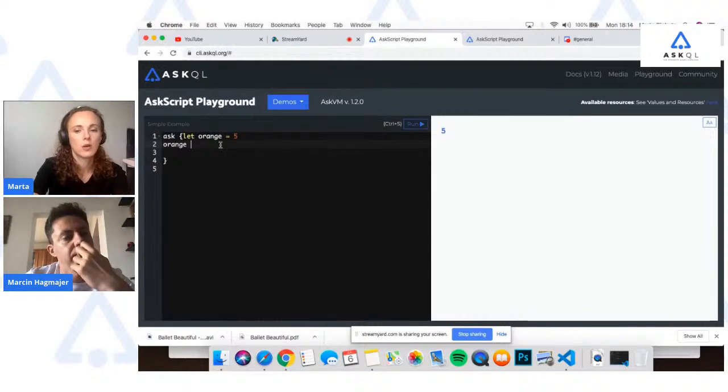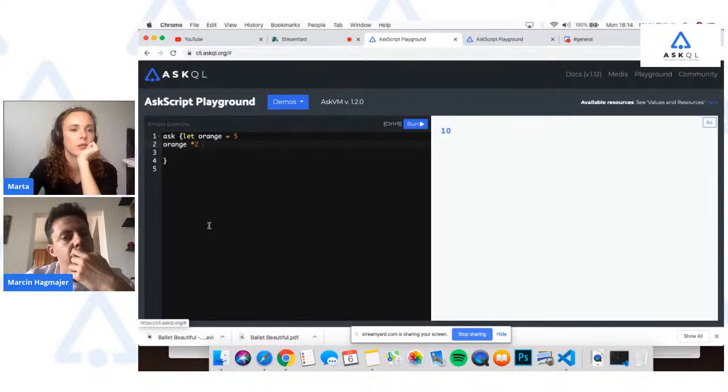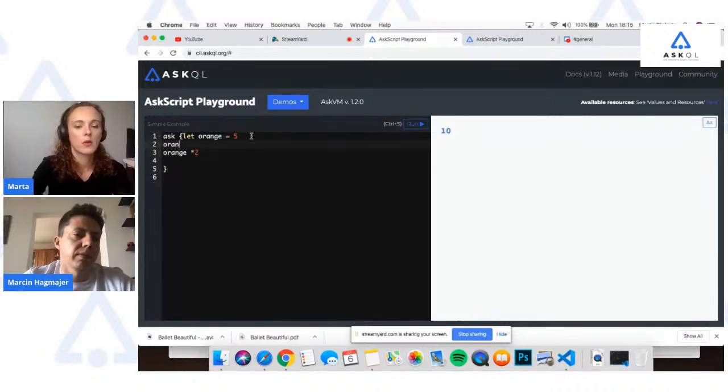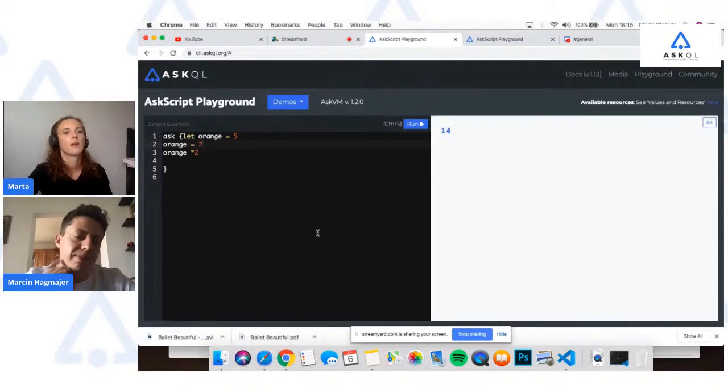Can we now go like this? What happens? Yeah, it works again. Okay, so now we can change it, right? We can say from now on, orange will equal 7. So that should be 14. Let's see if it works. It works. Okay, so that I remember that.